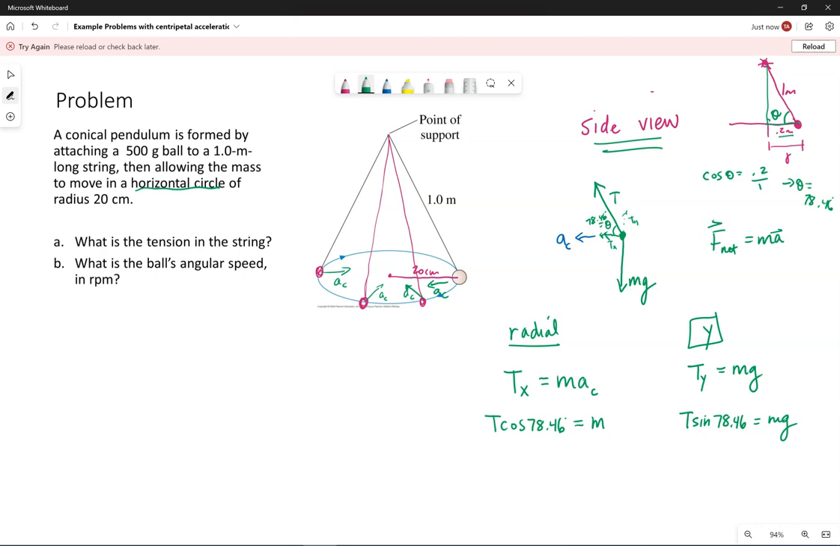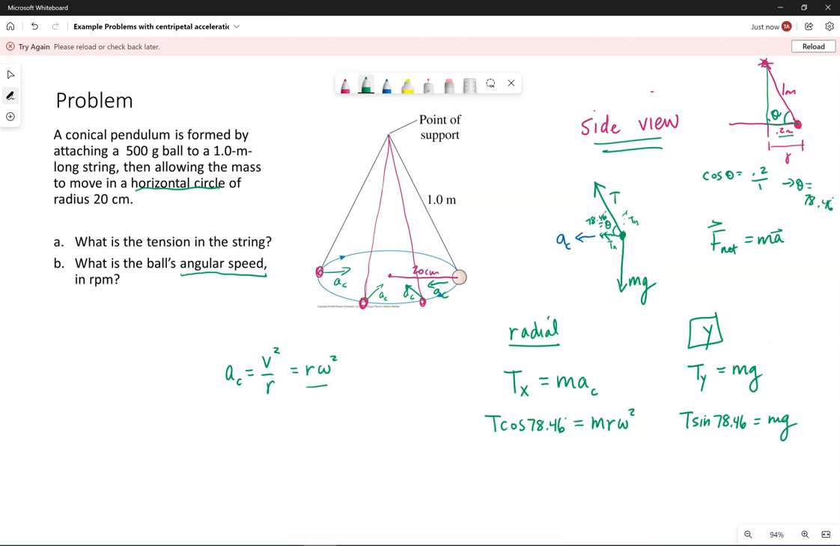Now, in terms of centripetal acceleration, we can substitute in either v squared over r or r omega squared. In terms of choosing, I'm going to look at what I'm being asked for. Since the problem is asking for angular speed, I'm going to plug in r omega squared.